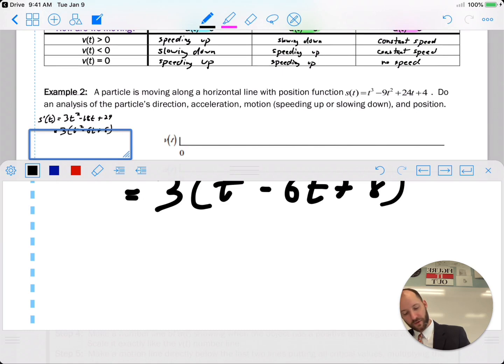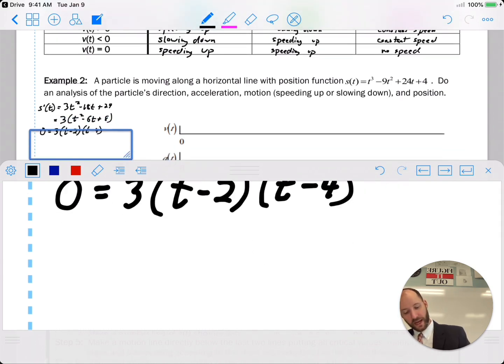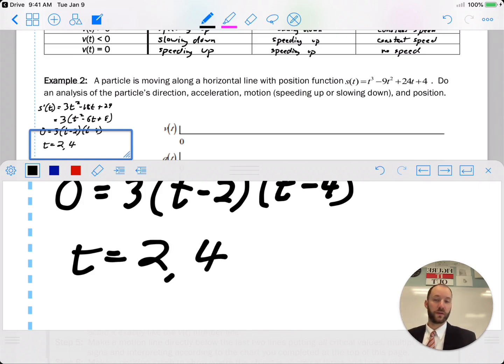And then set our velocity equal to 0. So factor that quadratic: 3 times (t minus 2) times (t minus 4). So the times when our velocity is 0 are 2 and 4. Those are unique points in time where the velocity is 0, where we're not moving. At an instant, we're not moving.